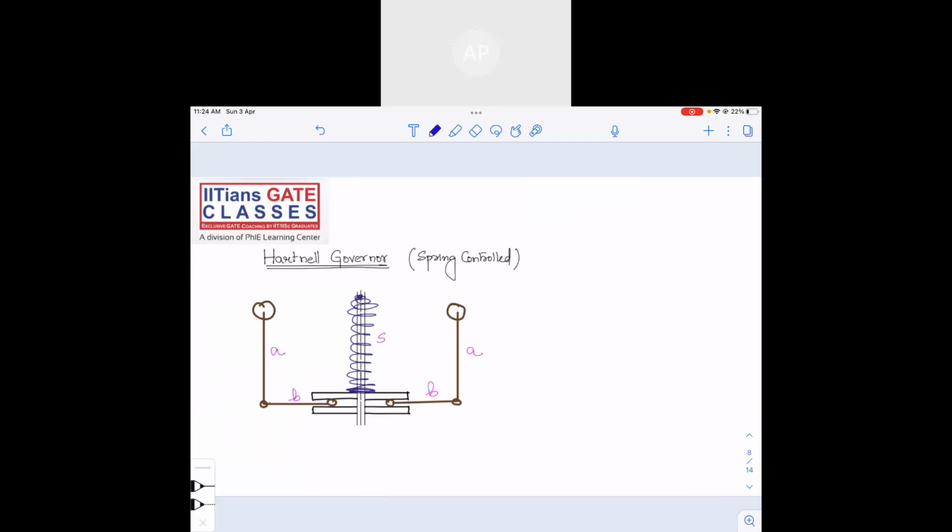Then the last one is a spring control governor. A question asks like this: which of the following is a spring controlled governor? You will be given the names of all four governors, and you will be asked the answer, right? So again, a question like this: which of the governors has a massless sleeve? Right. So again, questions will be given with four options. So what will be the answer? Answer is the Watt governor.